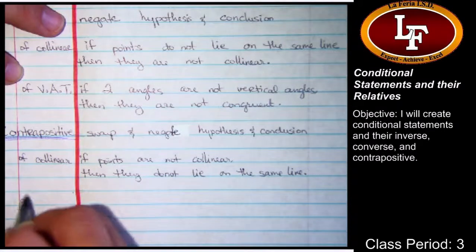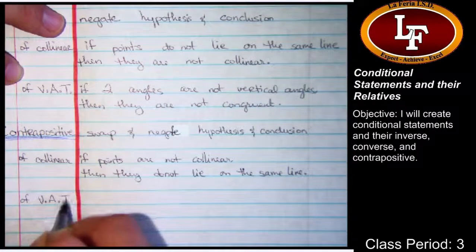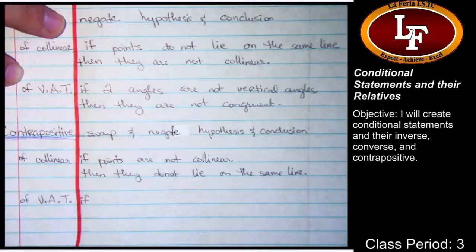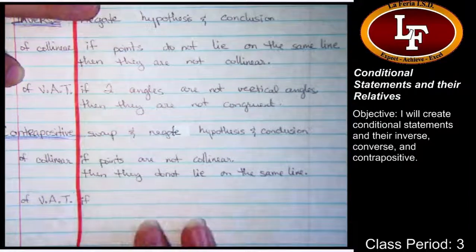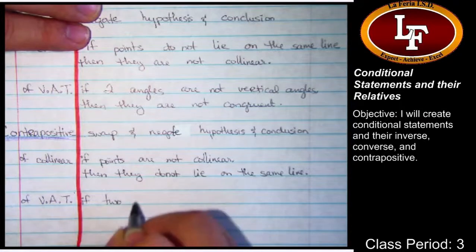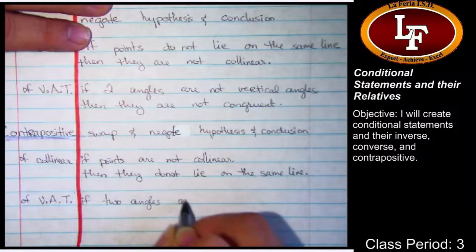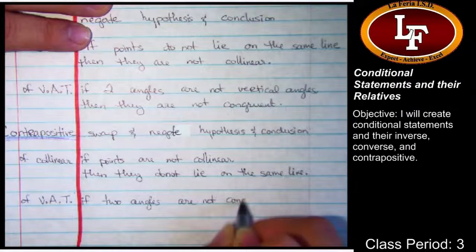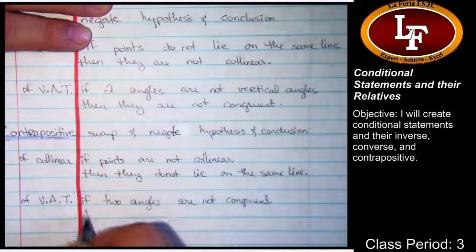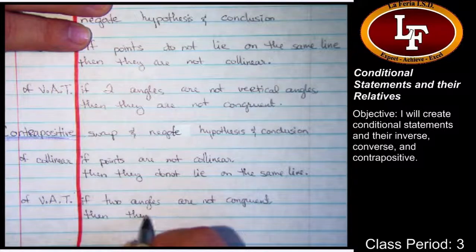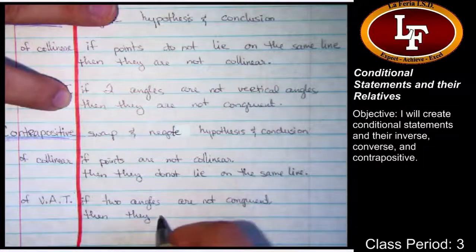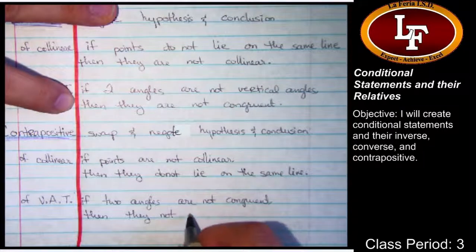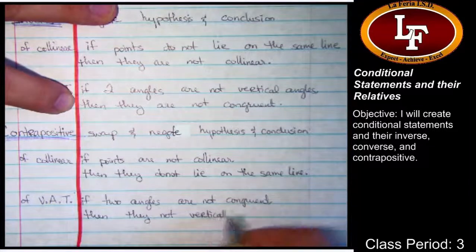All right, let's find the contrapositive of the vertical angle theorem. Since we have the inverse written, visible on the screen, let's go ahead and use that one. If two angles are not congruent, then they are not vertical. Beautiful.